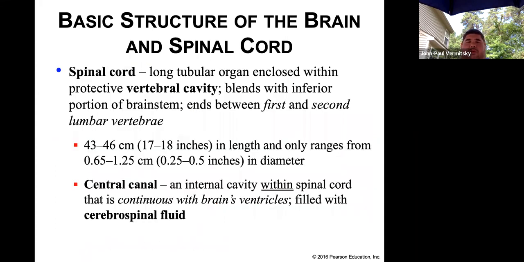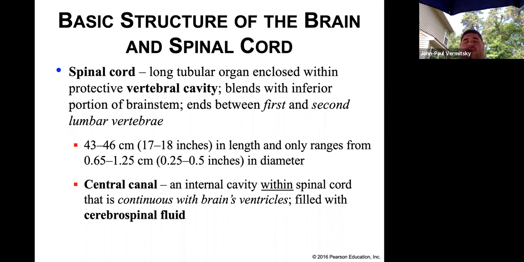Now your spinal cord, this is a long tubular organ enclosed within a protective vertebral cavity. This will blend with the inferior portion of the brainstem, and it ends between the 1st and 2nd lumbar vertebrae. It is typically anywhere from 17 to 18 inches in length, and only ranges from about 0.65 to 1.25 centimeters in diameter. So it's not a very large structure.